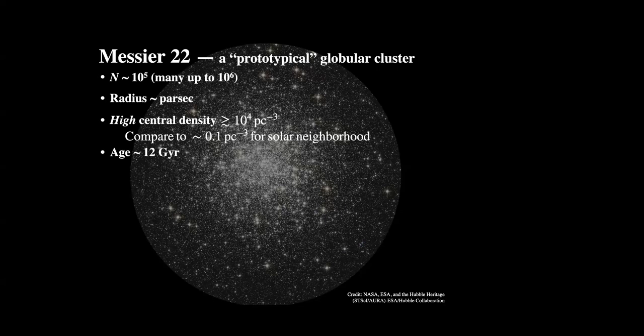And aside from their densities, the other defining feature of globular clusters is their very old stellar population, 10, 12 billion years old. The Milky Way's globular clusters contain some of the oldest stars in the galaxy. So this makes globular clusters really nice tracers of the formation and assembly history of the Milky Way.